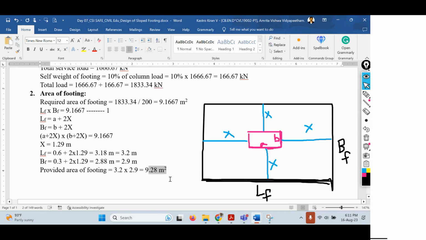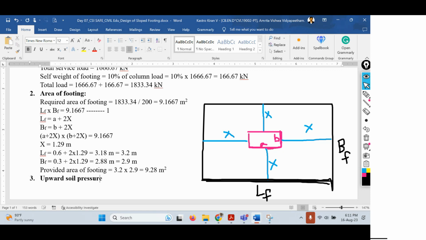Okay, right. The next one is we have to find out the upward soil pressure. So how to find out the upward soil pressure? Upward soil pressure can be found out by using the formula W equals to, so upward soil pressure is represented with a small w.